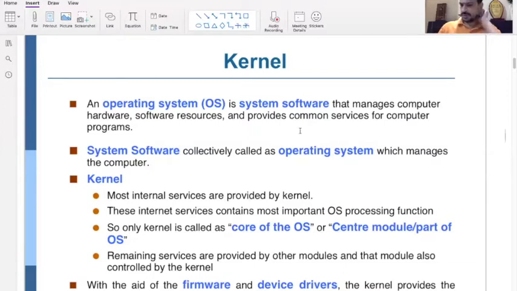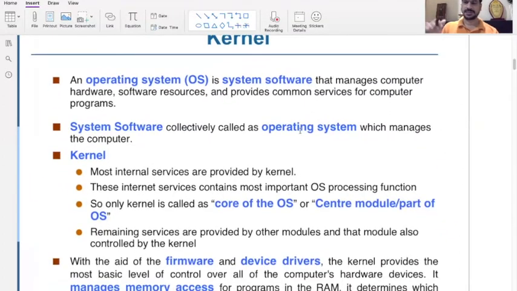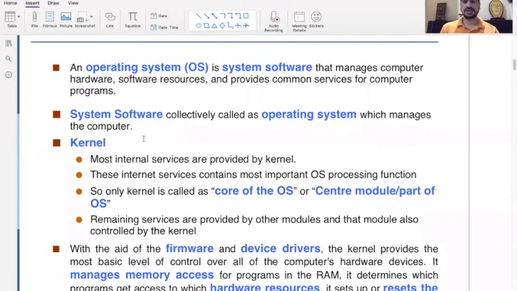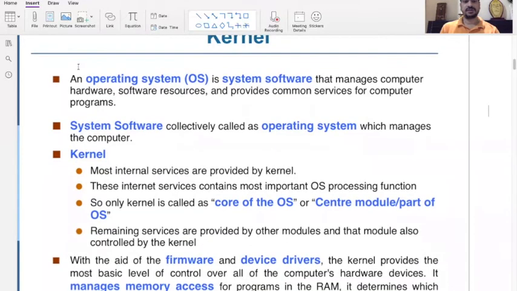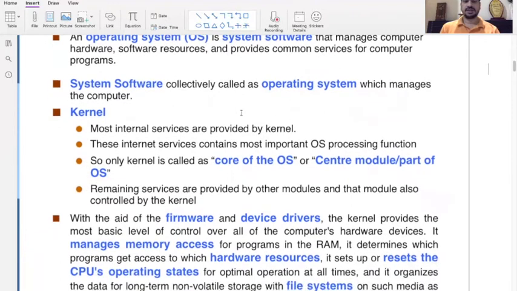We'll go through the diagram of it later on, we'll see it. Now the system software, collectively called operating system, manages your computer. That we know from this particular definition of what an operating system is. So an operating system is nothing but system software that manages computer hardware and software resources and provides common services for computer programs. Now let's go to the kernel.